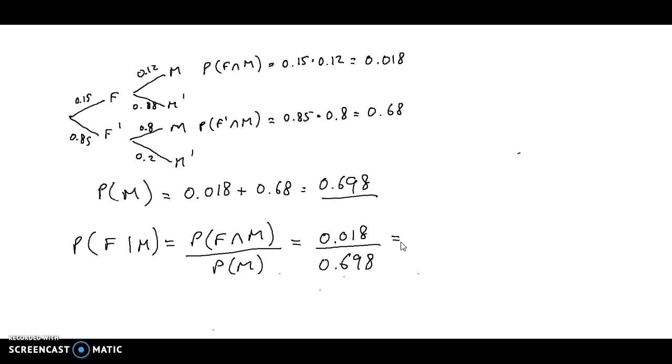It should come out as... Oh no, hang on. So we do one divided by the other, and it's going to give us 0.0258 to 4 decimal places, and that's going to be our answer.